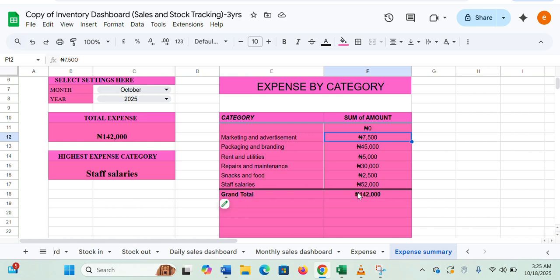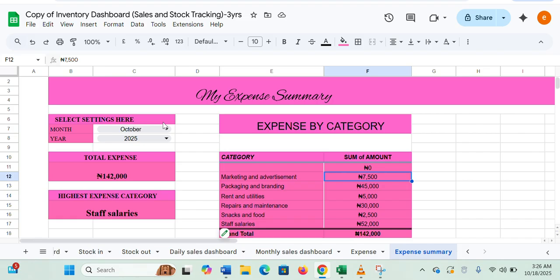Yes, so this is how to make use of the inventory dashboard. Then yes, please remember again, total expense. Okay, I didn't explain this. This is just a total, whatever you are seeing here. How much did you spend in the month of October? And this gives you a summary. Do you understand? A breakdown rather.